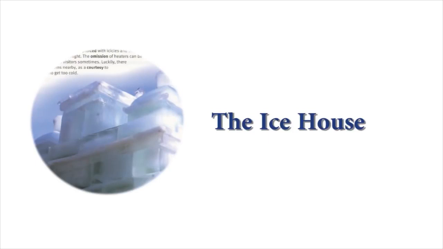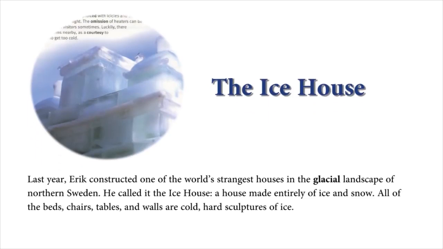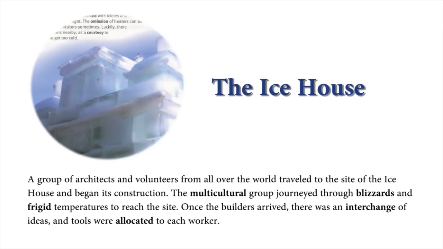The Ice House. Last year, Eric constructed one of the world's strangest houses in the glacial landscape of northern Sweden. He called it the Ice House, a house made entirely of ice and snow. All of the beds, chairs, tables, and walls are cold, hard sculptures of ice. A group of architects and volunteers from all over the world traveled to the site of the ice house and began its construction. The multicultural group journeyed through blizzards and frigid temperatures to reach the site.